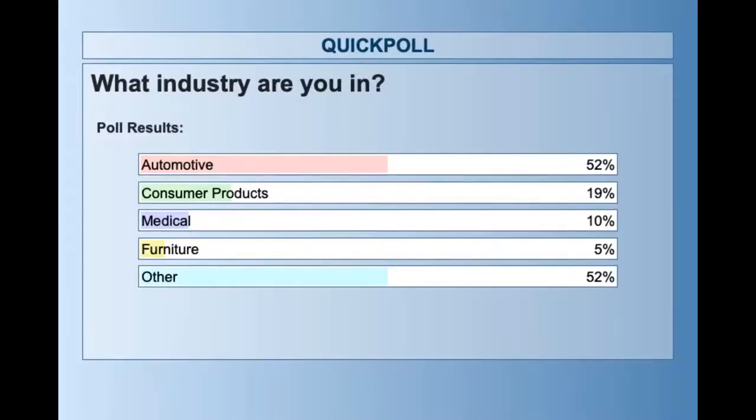Looks like about half of you are in the automotive industry. We have some in consumer products, a little bit medical, a couple in furniture, and the other half in others. So looks like someone's here from aerospace, which will be good for us to understand. But if you could submit your industry and the questions, we'll try to address you accordingly. But that's good, and again, appreciate you guys dialing in for this.